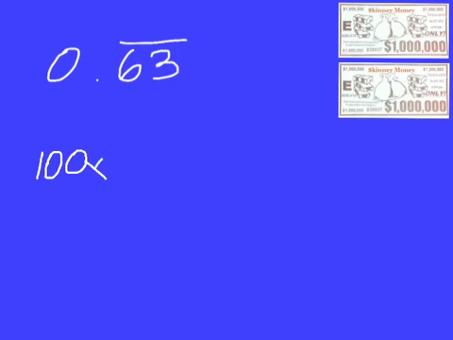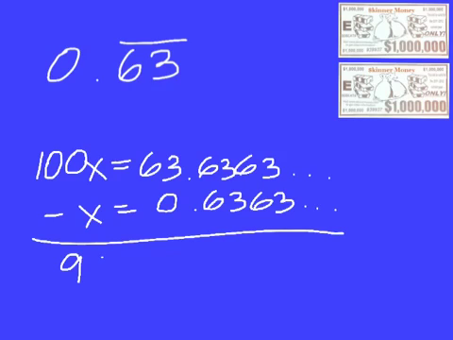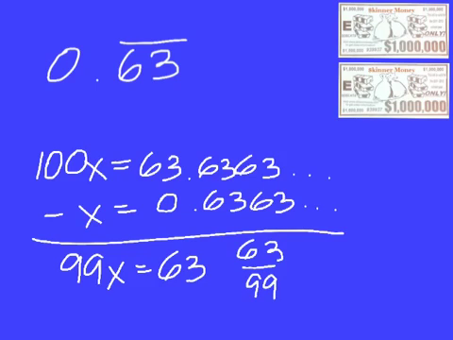Bring this up and drop it off. For the practice problem, of course it's going to be 100x equals 63.6363 and then x equals 0.6363. Subtract. 99x equals 63. However, that can be reduced. 3 goes into both of them. Actually, 9 goes into both of them to make it 7/11.